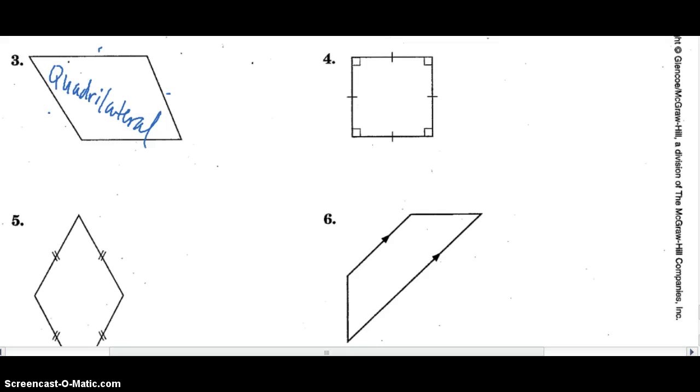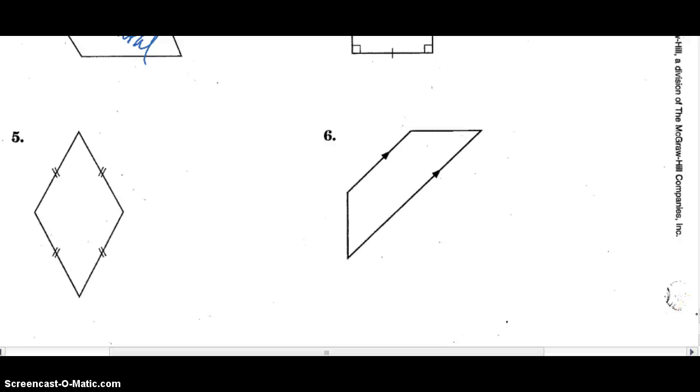All right, I'm going to leave the other 3 for you to see if you can classify, and we'll talk about those when you come to class tomorrow.